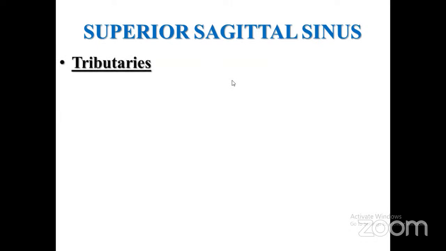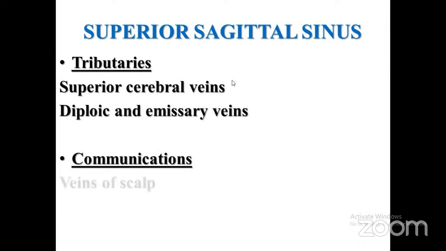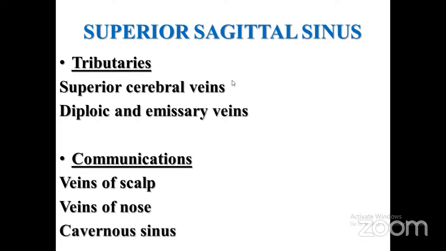So come the tributaries. What are the tributaries? As we already saw, the superior cerebral veins, diploic and emissary veins are there. Emissary veins connect the superior sagittal sinus with the parietal veins. There will be parietal foramina, and they connect to the veins of scalp, veins of nose via foramen cecum, present within the frontal crest and crista galli in the intracranial fossa. Then also connect with the cavernous sinus via superficial middle cerebral vein and superior anastomotic vein that we will see.